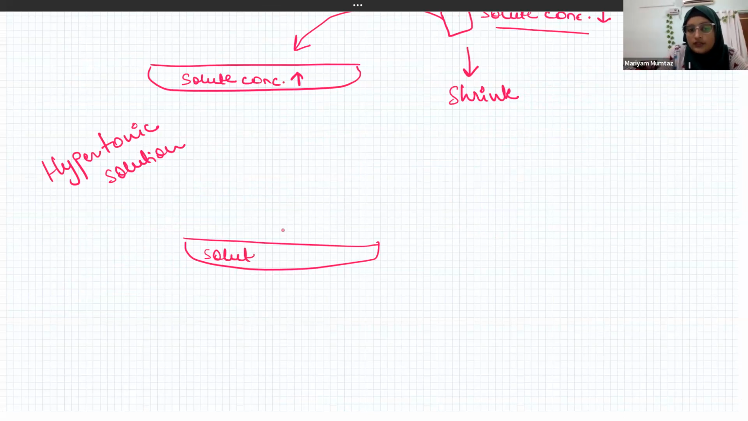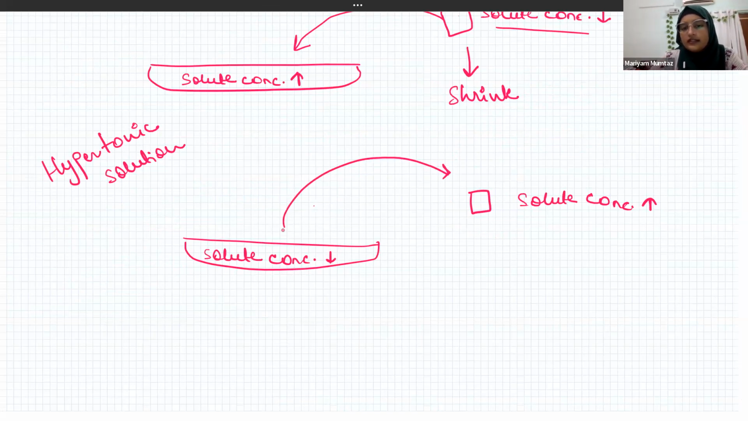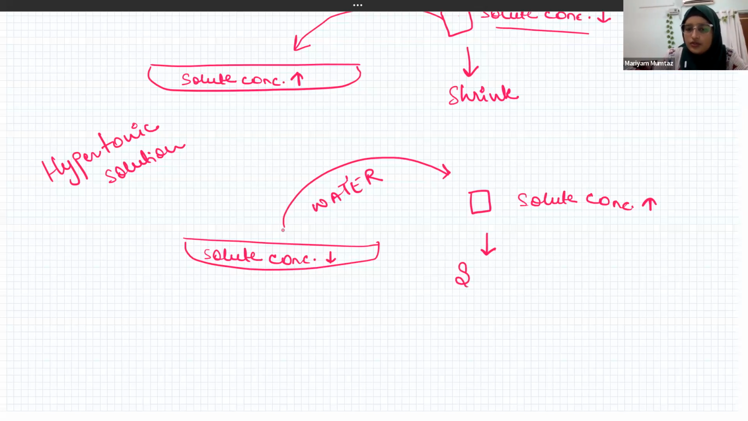Now, if we want to see the same example, but here the solute concentration is low, and in this cell, the solute concentration is high. Now, what will happen? The water will go inside the cell. The water is going inside the cell, and this will cause the cell to burst or swell.